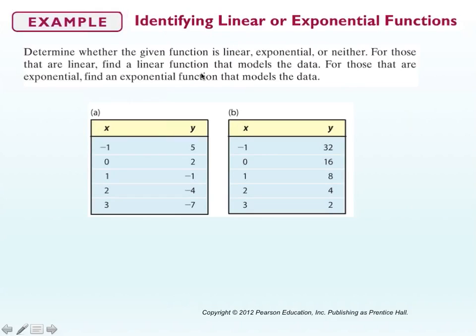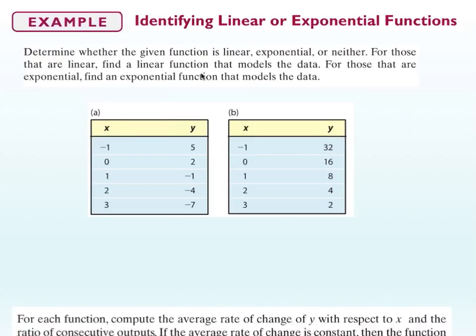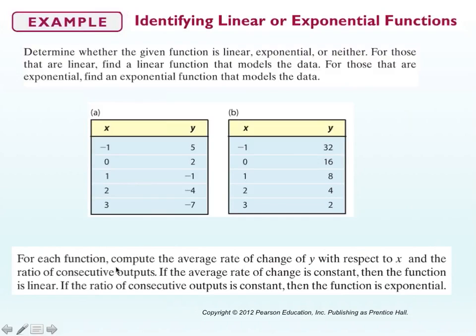So let's determine first whether these functions are linear, exponential, or neither. And then for those that are linear, we're going to write an equation. For those that are exponential, we're also going to write an equation. So for each function, what we need to do is compute something called the average rate of change, which you guys should know how to find. This is the same as the slope. And then we also want to find the ratio of consecutive outputs. Now, if the average rates of change are all the same, then the function's linear. If the ratios of the consecutive outputs are the same, then the function's going to be exponential.